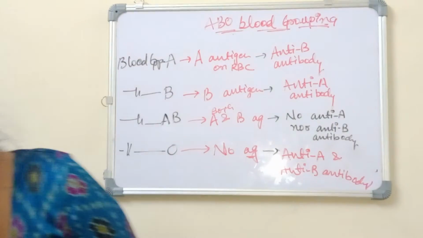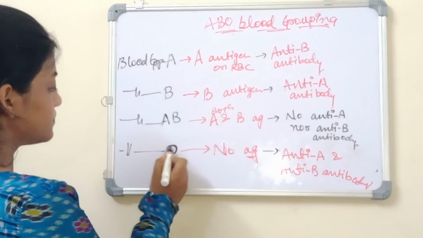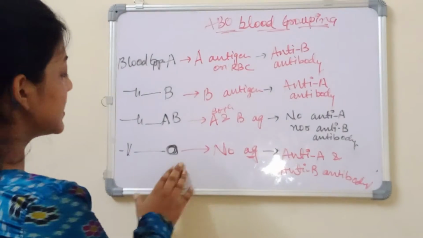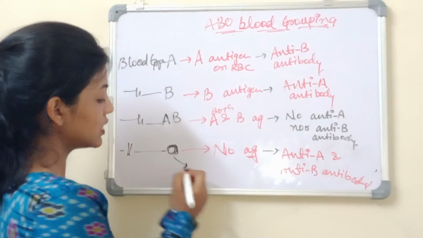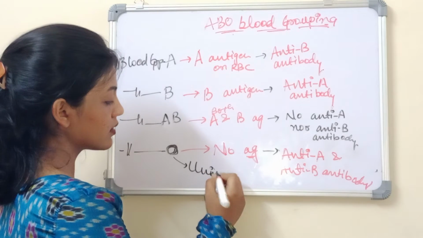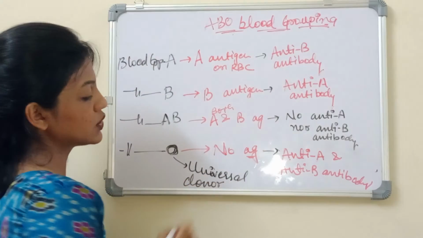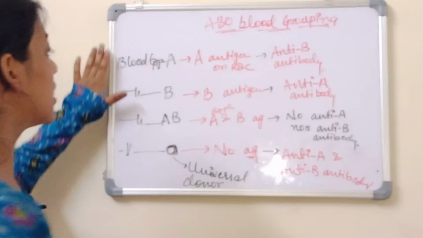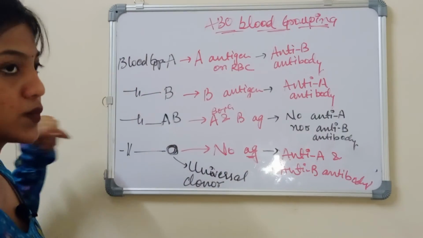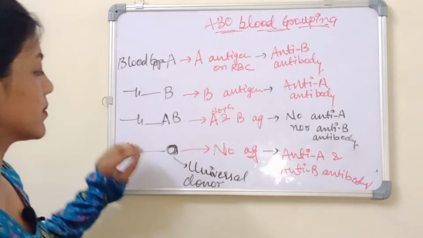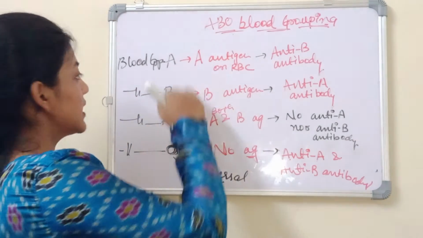Clear? As it has no antigen, so it is a universal donor. It can donate blood to any of the blood group, okay, that means people having any of the blood groups. It can donate to a person having blood group O, it can donate to a person having AB blood group, B and A, okay.